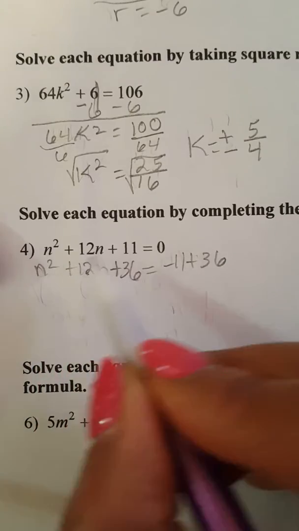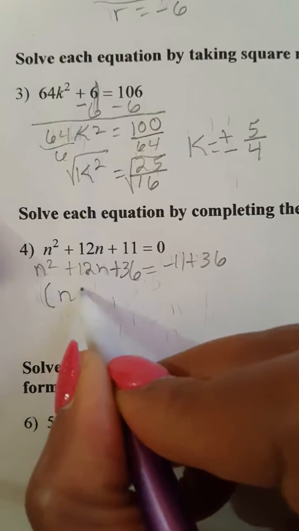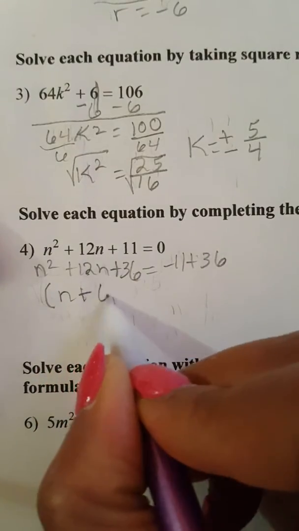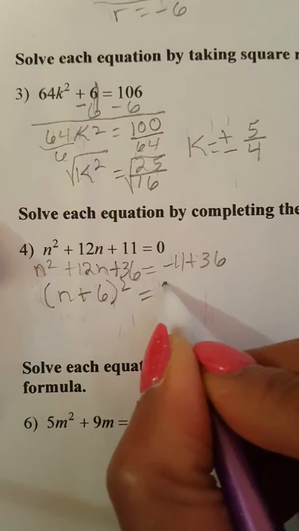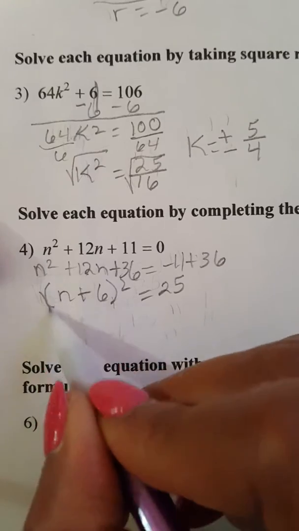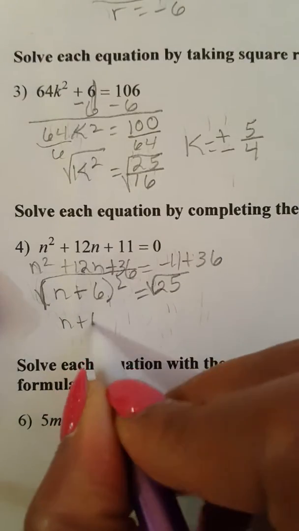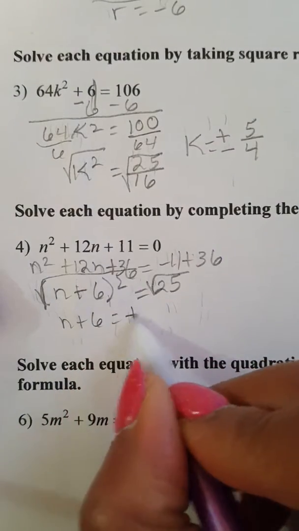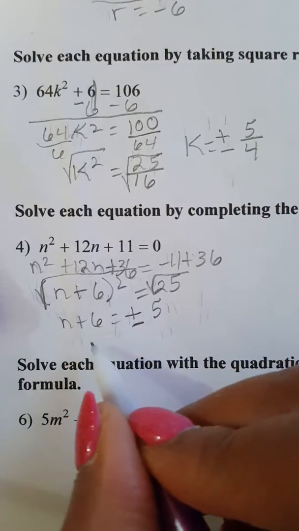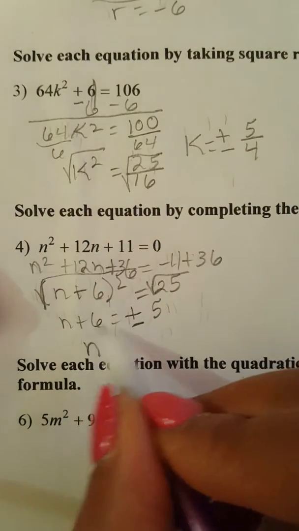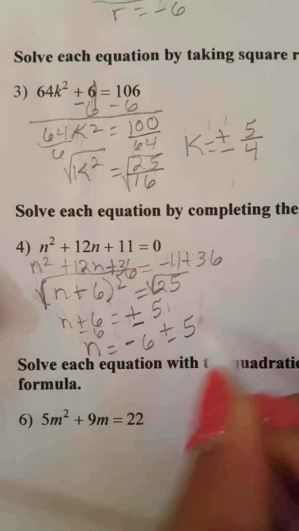And then we factor. This factors into a perfect binomial square. So that's n plus, what did we square to get 36? 6 squared. And then negative 11 plus 36 is 25. And then we solve by taking the square root. So that n plus 6 is, and when we take the square root, we want both answers. Plus or minus the square root of 25 is 5. And then we solve for n. N equals, we're going to subtract 6. So that becomes negative 6 plus or minus 5.